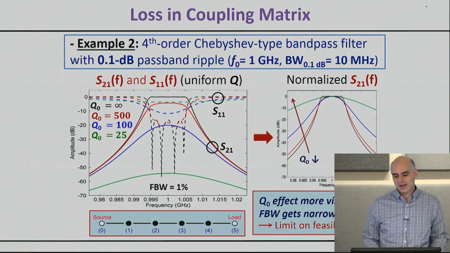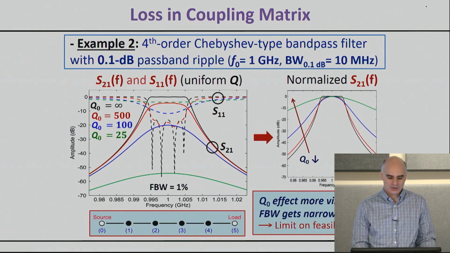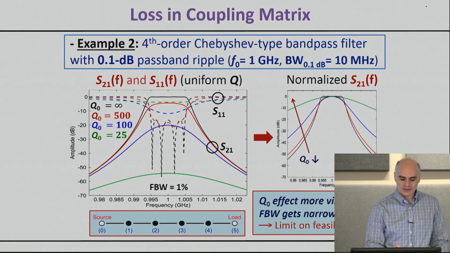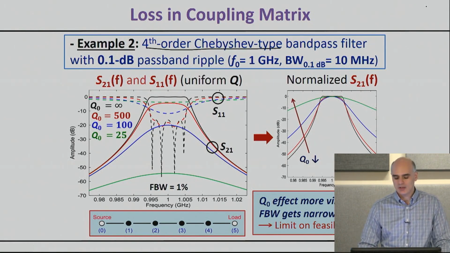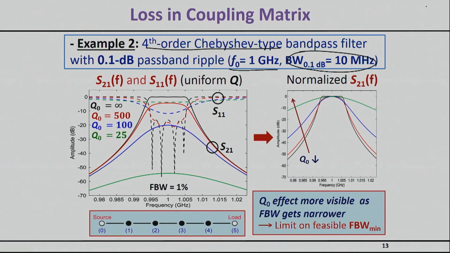Now, let me show you an example where the penalty of Q is even more obvious. This is, again, our fourth order filter, same response and same frequency as before, but now our fractional bandwidth is much less. The fractional bandwidth here is only 1%. If you repeat the same exercise as I showed you before, the results are quite dramatic. Things are not progressing linearly. They're becoming quite bad.